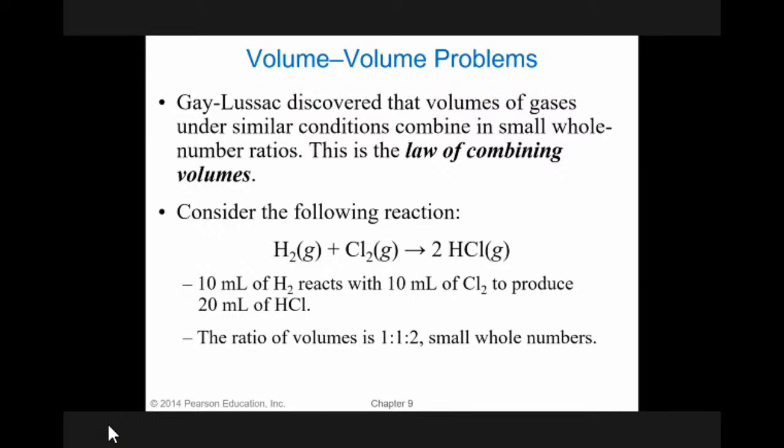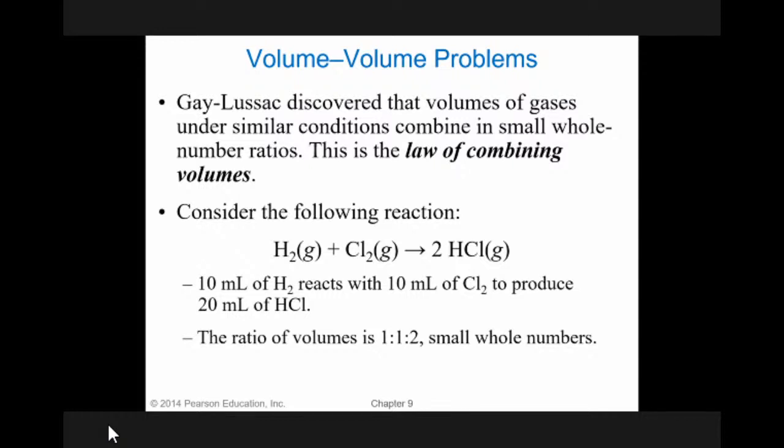So Gay-Lussac discovered that volumes of gases undergoing similar conditions combine in small whole number ratios. Whole numbers start from 0 on the real number table. This is a lot of combining volumes. All right, what reaction is this one here? Combination. Very good. Is it homogeneous or heterogeneous? Homogeneous. Very good.